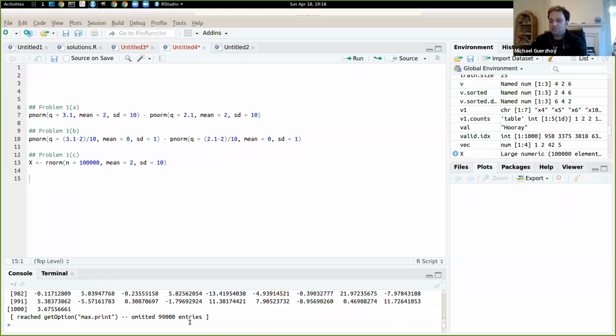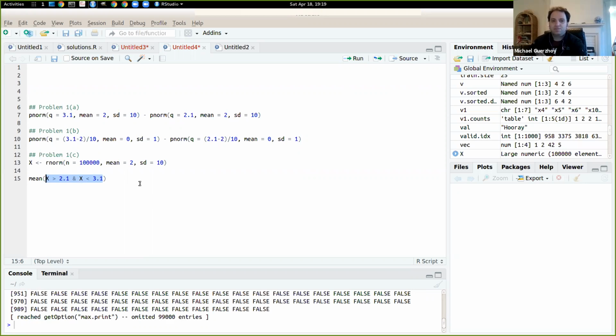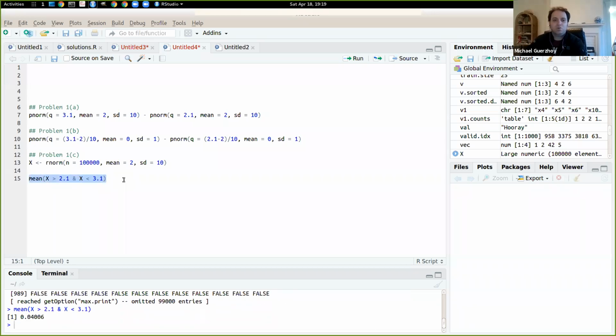So it's never the case here, I'm sure, that x is equal to 2.1. And it's never the case that it's equal to 3.1. So whether it's smaller or smaller than or equal is just not going to matter. So we are doing the mean of, so x needs to be both greater than 2.1, and it needs to be smaller than 3.1. So this is a bunch of trues and falses. It's only ever true if x is between 2.1 and 3.1, because it needs to be both greater than 2.1 and smaller than 3.1. And here we'll get the answer.